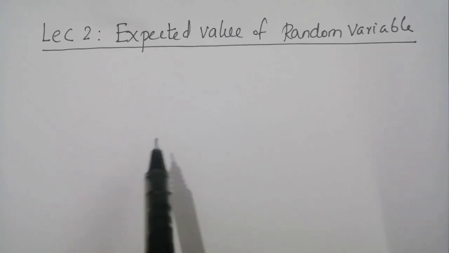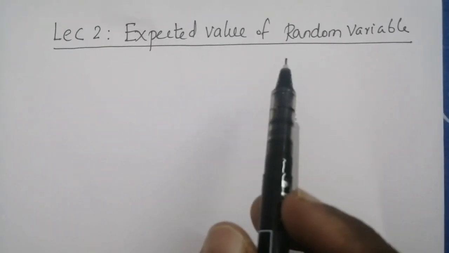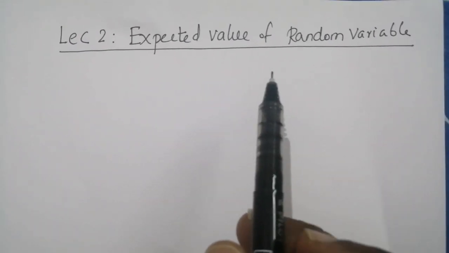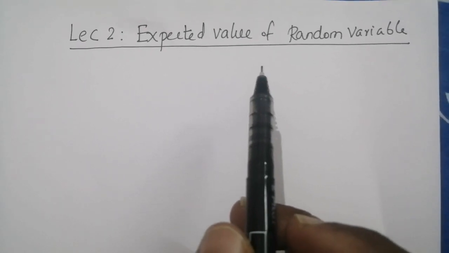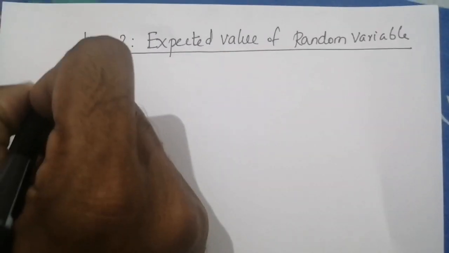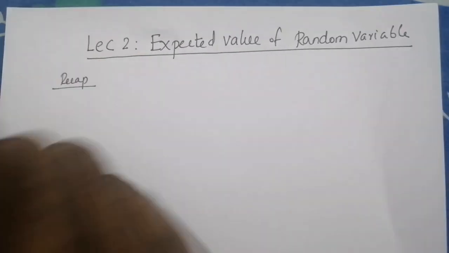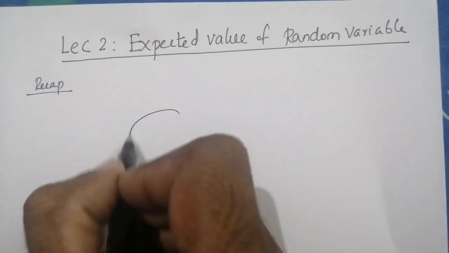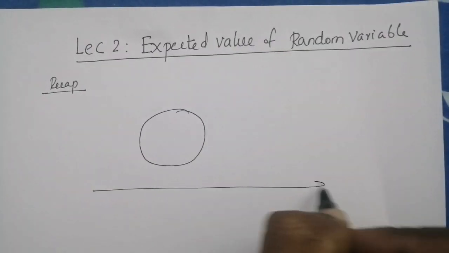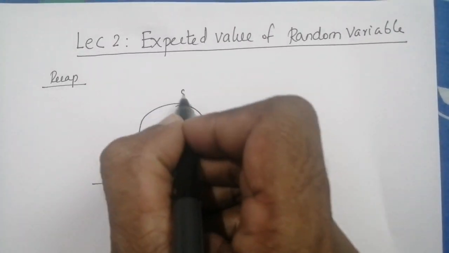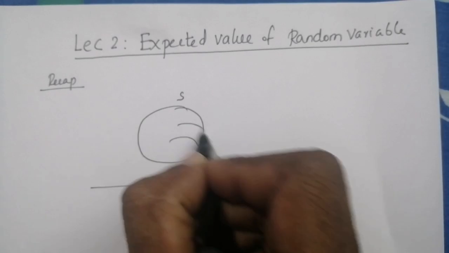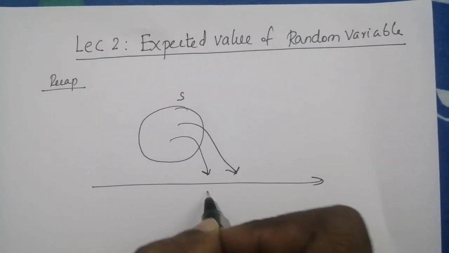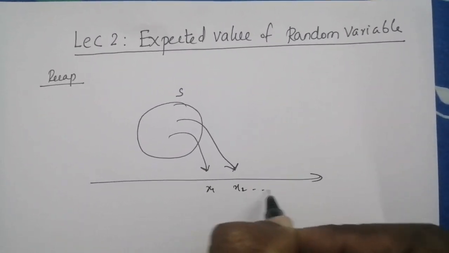Hello everyone. Today we will discuss the expected value of random variables. Before going to the details, let's have a quick recap. We know that a random variable is a function that maps the outcome of a random experiment to real numbers. So we have the sample space S, and we map the outcome of the random experiment to real numbers.